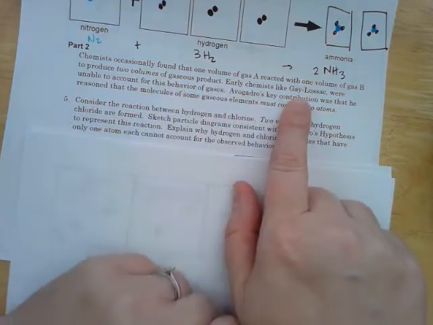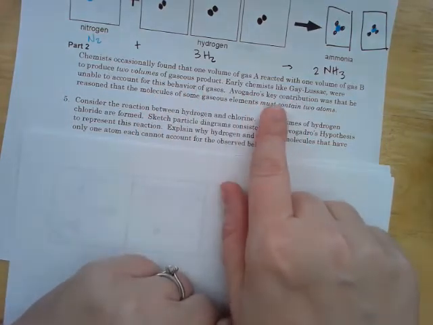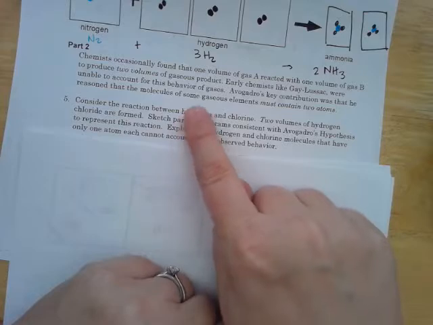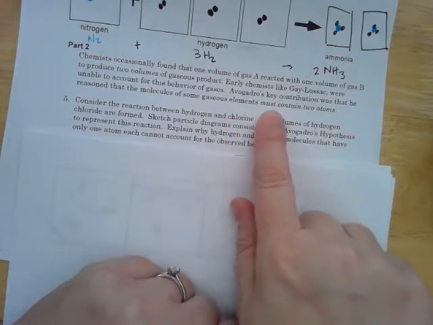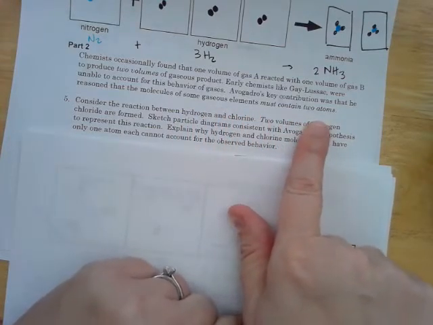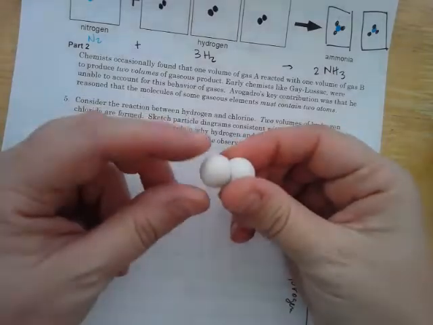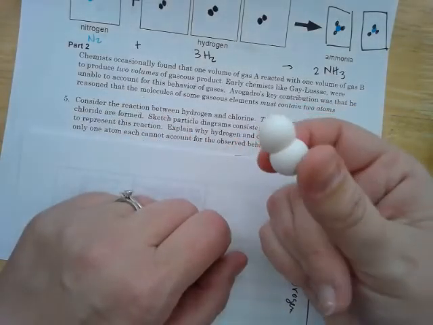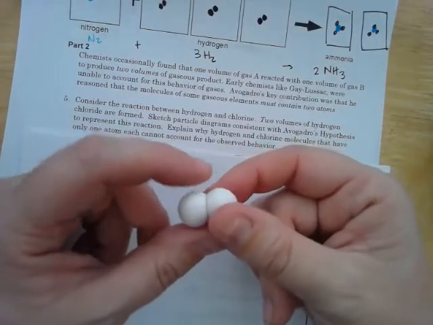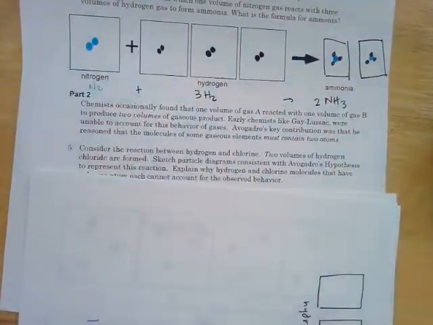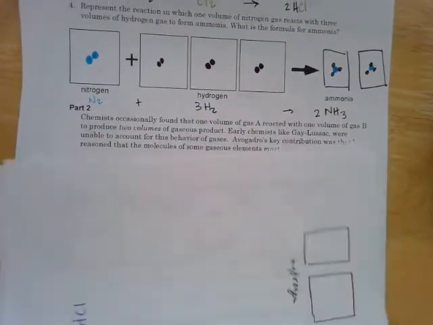Early chemists like Gay-Lussac were unable to account for this behavior, but Avogadro's contribution was he reasoned the molecules of some gaseous elements must have two atoms. Have we talked about that before? That some of these guys are diatomic? Look at this, they stick together. That's a diatomic molecule there. It has two atoms that are attached. So here's how the puzzle works.